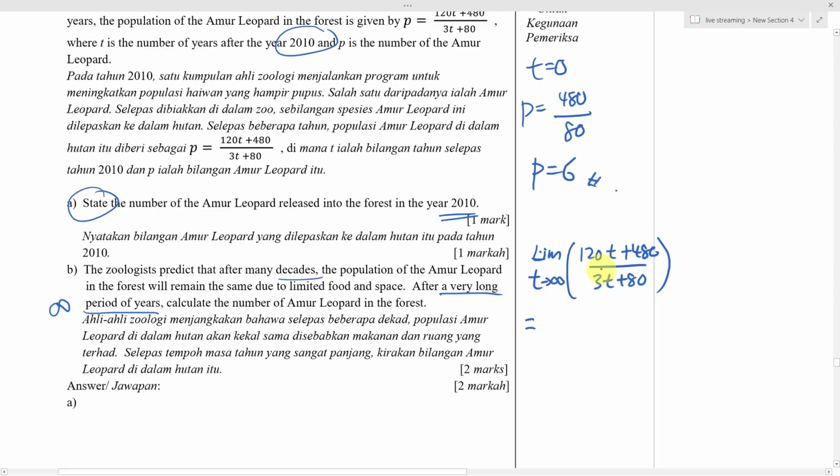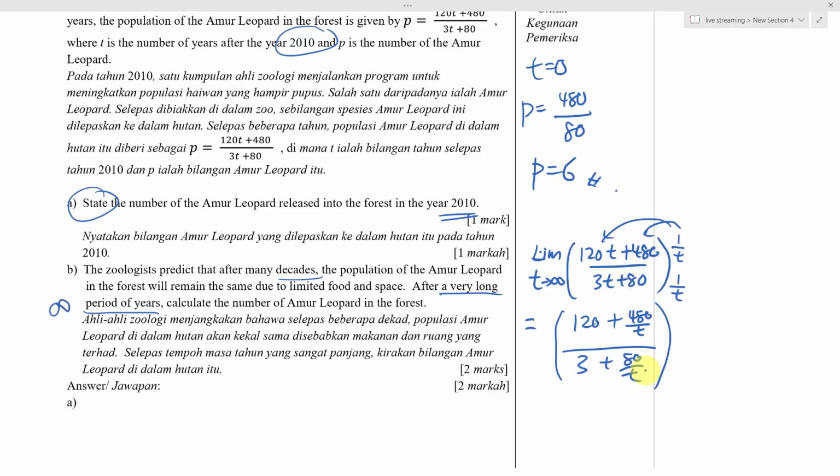So in order to do this, what I will do is I will multiply 1 over t into both of the fractions. Actually, this is some SPM or A-level thing, because this is how we do the infinity thing. So if I multiply 1 over t into both of these, this one is 120 because t divided by t, and this one will give me 480 over t, and then this one is 3 plus 80 over t, because I multiply 1 over t. And you ask me why you need to multiply 1 over t. It's just because this is the only way you can solve this kind of infinity question.